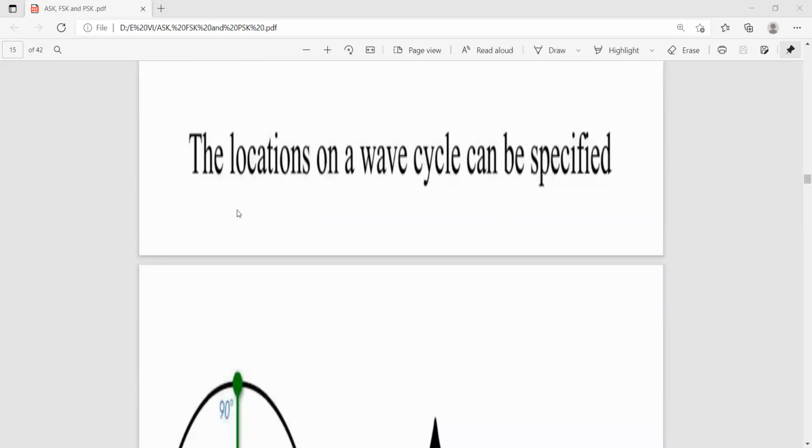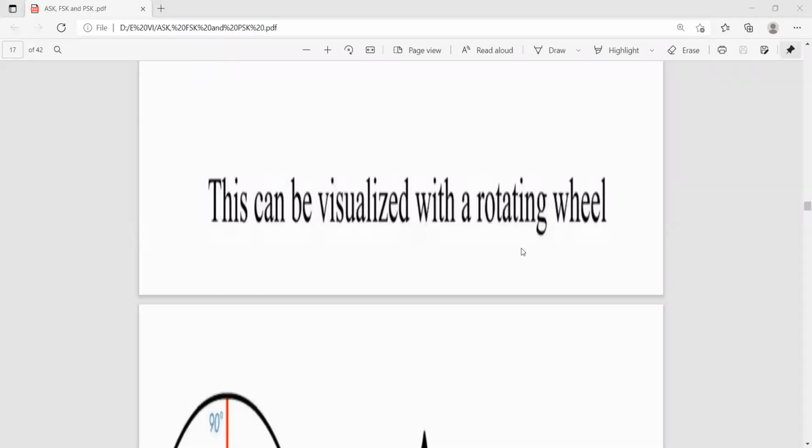So this is, let us say, a vector. If it is moving, starting from here, 90 degrees, then 180, then 270, the vector is rotating like that. Then we can set the phase as an angle in either radians or degrees, as well as in fractions of a cycle. This can be visualized with a rotating wheel.